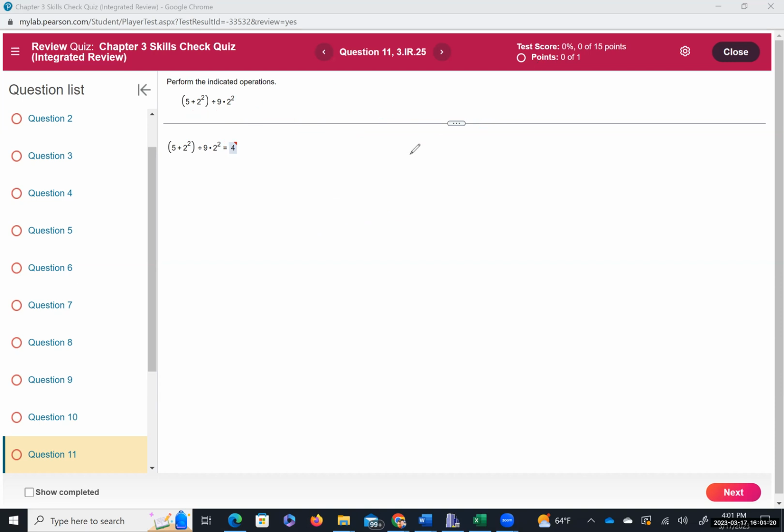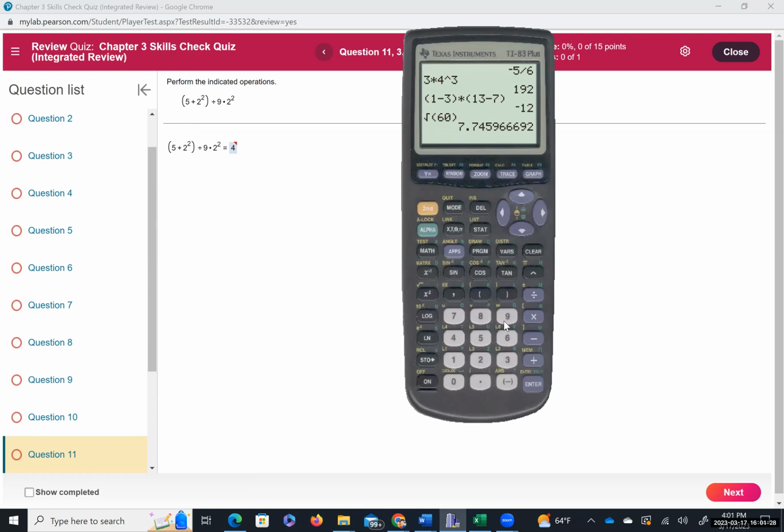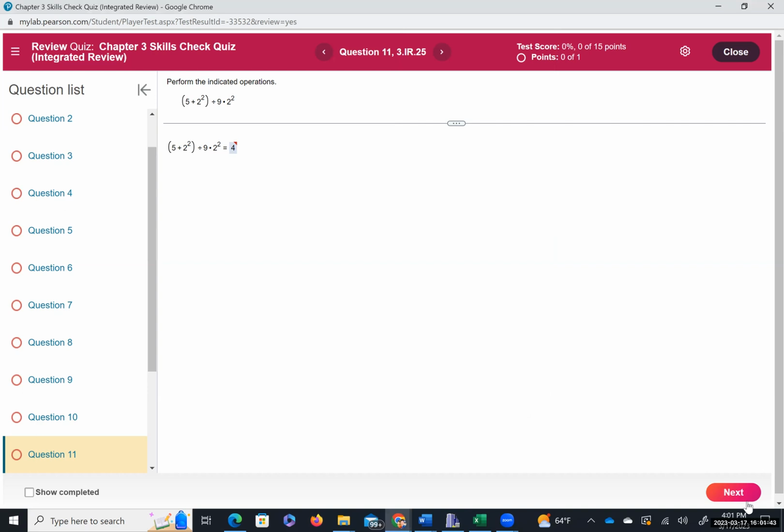Okay, now let me show you by calculators. For the calculator, you're going to put down exactly what they do there, right? 5 plus 2 squared, divided by 9 times 2 squared. And you get 4. Done.